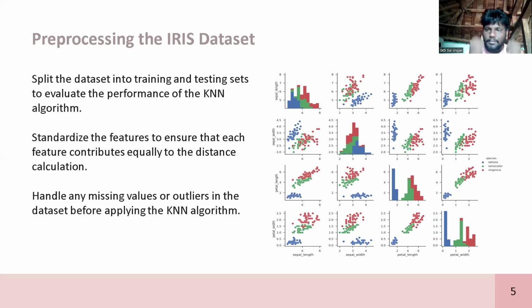Before applying the KNN algorithm, we should do some operations such as finding outliers, missing values, and identifying null values. If the dataset contains any missing, invalid, or null values, we should handle them.